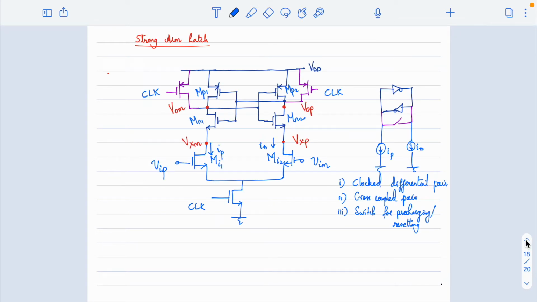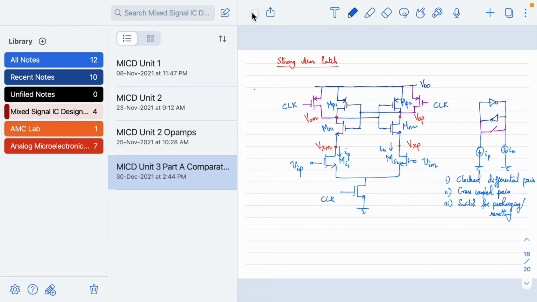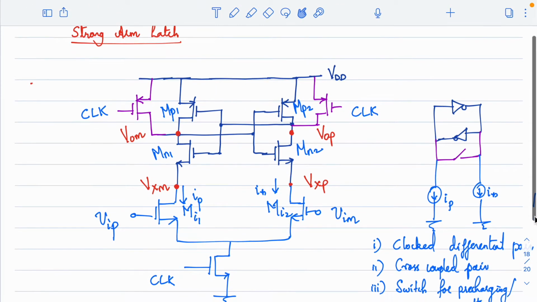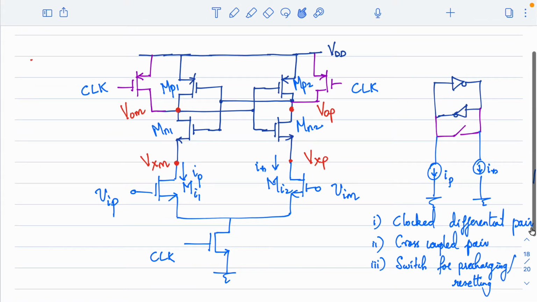Now if the clock is 0, can you tell me what all happens in the circuit? Can I get a response in the chat? This is the circuit. I hope you understood the circuit now. So initially I am assuming that the clock is 0, and when the clock is 0, what happens in the circuit? Any guesses? Can I get some response in the chat?